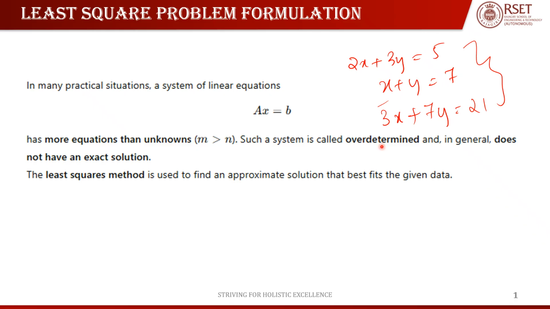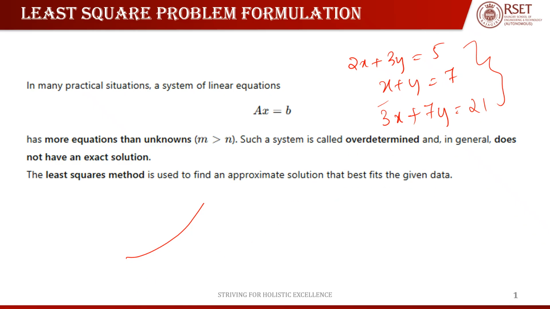And since it does not have an exact solution, we'll just try to find a curve which tries to fit these values, which tries to fit this equation. We'll just find x, y such that x, y approximately satisfies this system of equations. So for that we use the least square method. The least square method is used to find an approximate solution that best fits the given data.